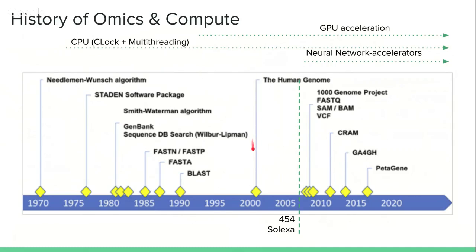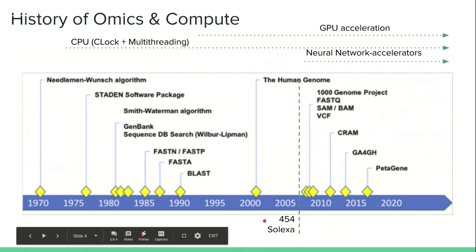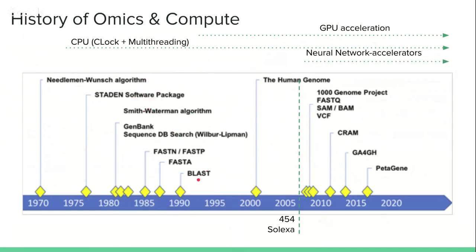And then at the turn of the century, the millennia, we sequenced the human genome, the reference human genome. And a few years after that, the NGS era started, namely with the 454 and Solexa technology, the Solexa technology that ended up being acquired by Illumina, and it's the Illumina technology that we all know these days. So this happened, 30, 40 years after people started working hard on algorithms for bioinformatics before that.